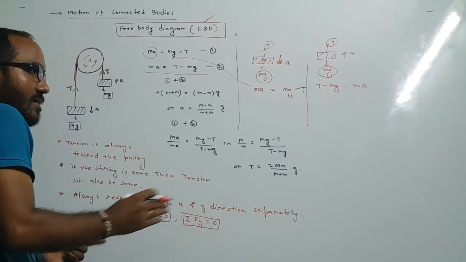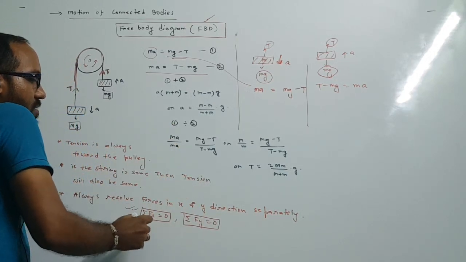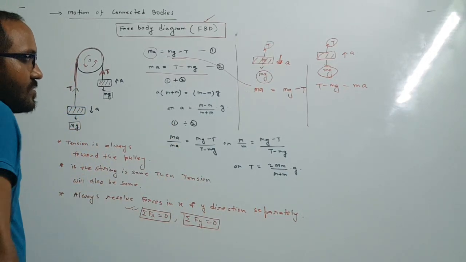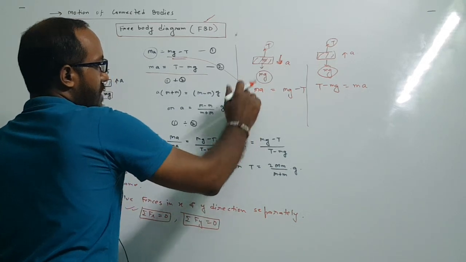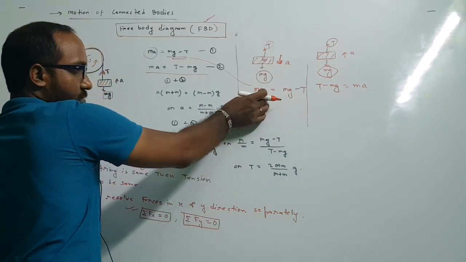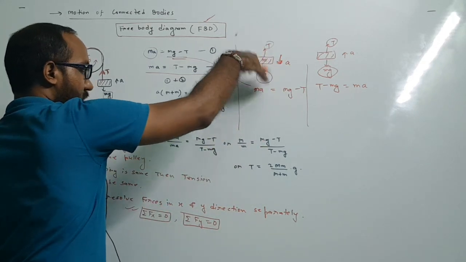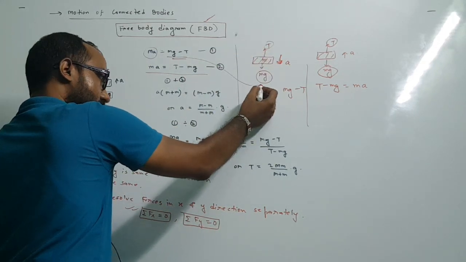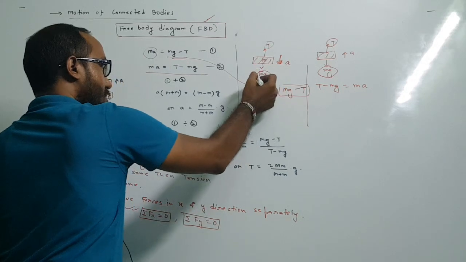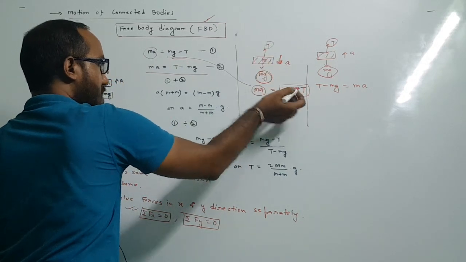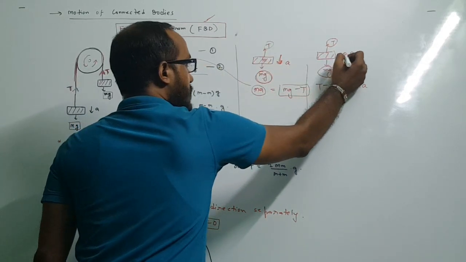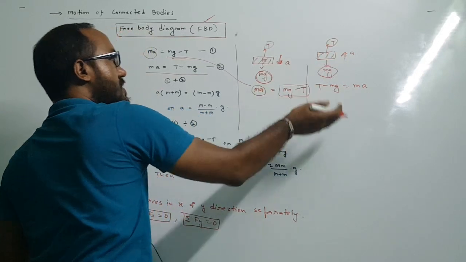If we have horizontal forces, then you have to equate the horizontal forces to 0 also. If you take m on that side, the resultant force will be 0. Always remember, the net force here is downward, so Mg is greater than T, so Mg minus T should be Ma. Here the object is going upward, so the net force is upward.